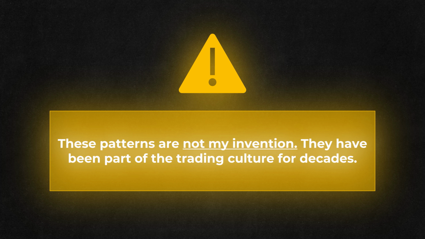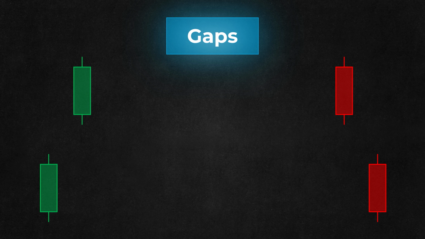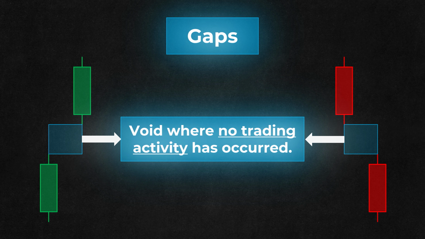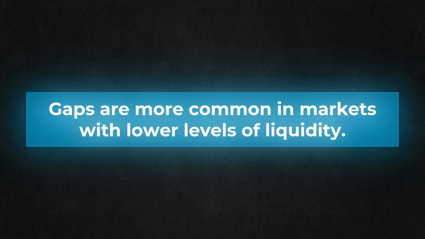Without further ado, let's begin by exploring the first set of fast price action patterns, which is composed of several types of gaps. Gaps occur when there is a space between the high and the low of adjacent candlesticks. The void between candle or bar extremes signifies a price range where no trading activity has occurred. Gaps have been used extensively in technical analysis for a very long time. There are types of gaps with true meaning, and there are gaps that are meaningless. The difference can be spotted by analyzing the context where these gaps occur. Gaps are more common in markets that have lower levels of liquidity.